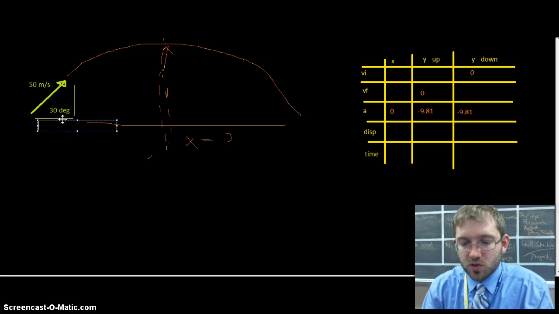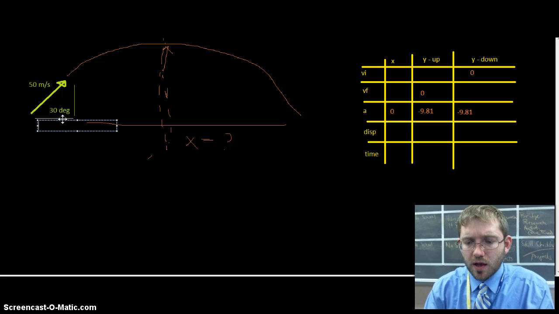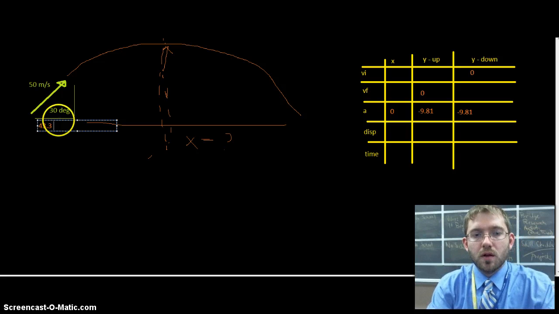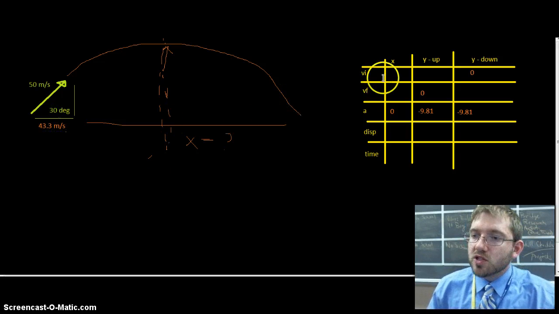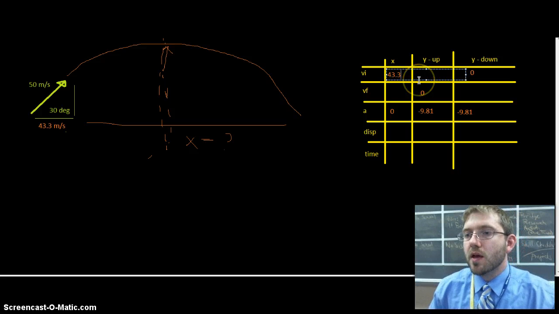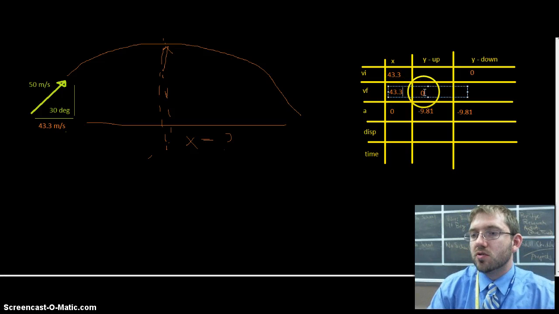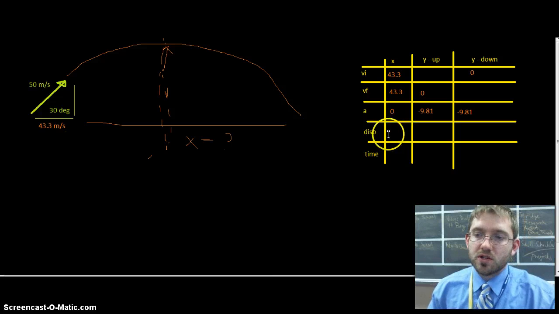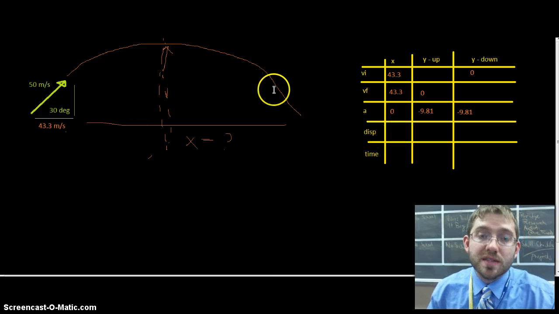Cosine of 30 degrees is radical 3 over 2, so we have 50 cosine 30, and that gives me about 43.3 meters per second. That's in the x direction, so I'm going to plug those values in, 43.3 there. And because there's no acceleration, the initial and final velocities in the x direction are the same. I don't know my displacement in the x direction, so I'm just going to leave that blank. Nor do I know my time.